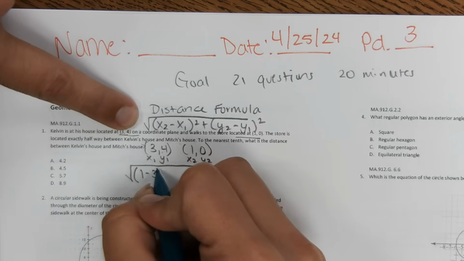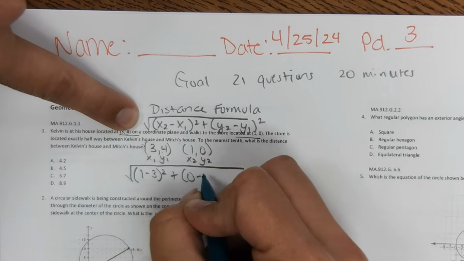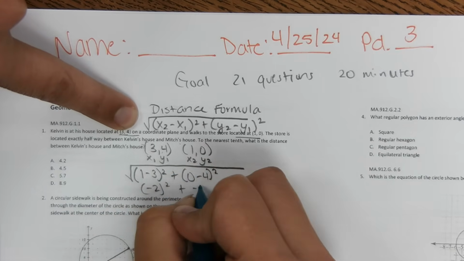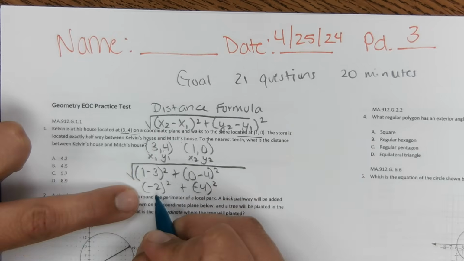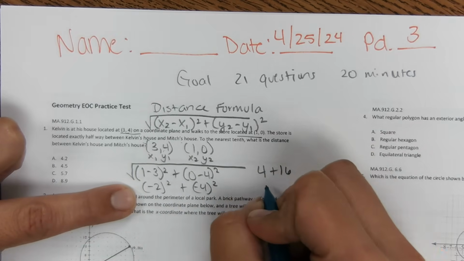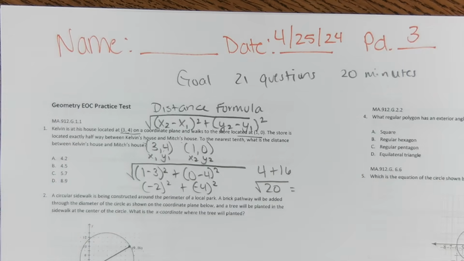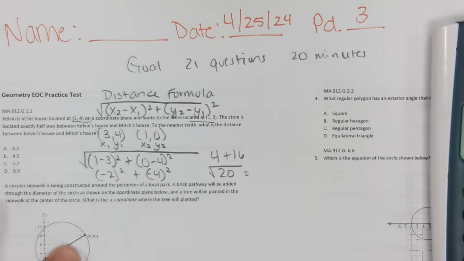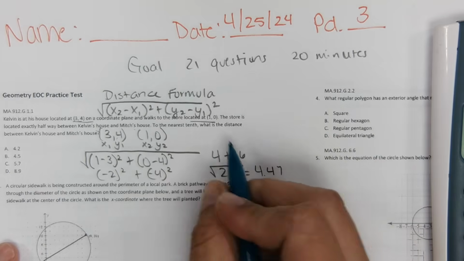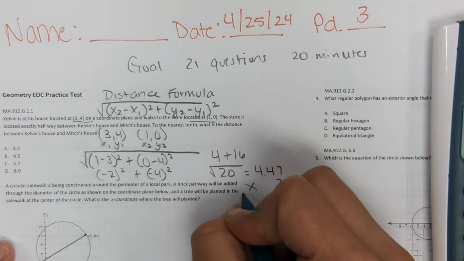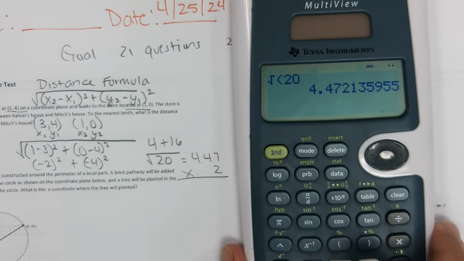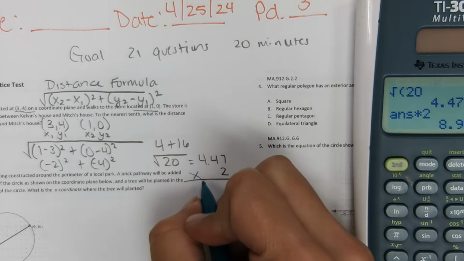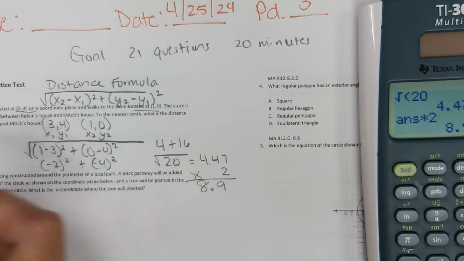So then here, (1 minus 3) squared plus, and I'm plugging it in, (0 minus 4) squared. Negative 2 squared would be 4 plus 16. I get the square root of 20. The square root of 20 is 4.47. And remember, that's just to the halfway point, so we have to multiply that by 2 to get the total distance. So in the calculator, I'm just multiplying this number by 2, and I get 8.9. So the answer is 8.9. This would be miles, I don't know, 8.9 something, probably miles.